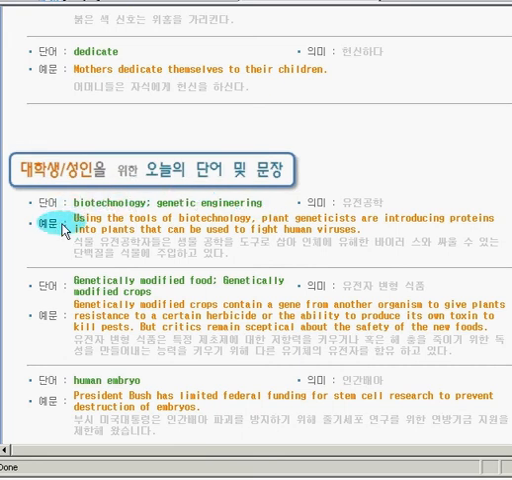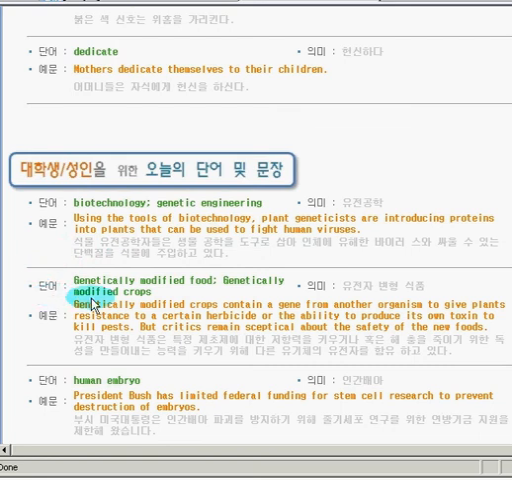So let's see how it is used in this example. Using the tools of biotechnology, plant geneticists are introducing proteins into plants that can be used to fight human viruses. Let's read it now carefully. Using the tools of biotechnology, plant geneticists are introducing proteins into plants that can be used to fight human viruses.